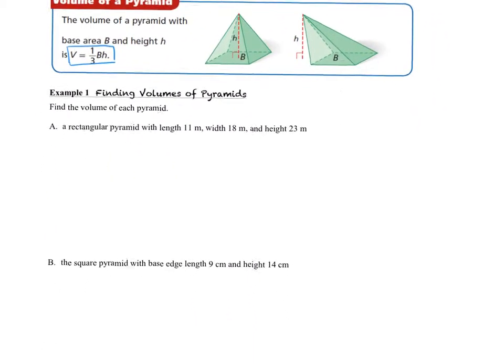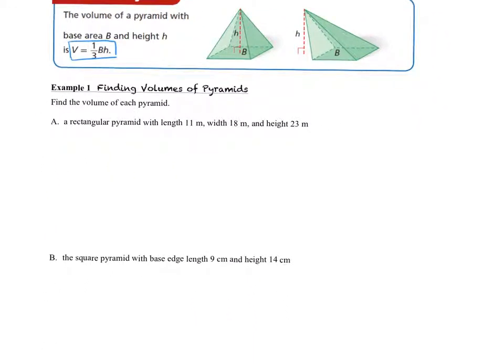It's the same thing. So looking at the first one, a rectangular pyramid with length 11 meters, width 18 meters, and height 23 meters. So V equals capital BH. It's rectangular, so it's going to be, oops, I already messed up. It's a pyramid, so it's 1/3 capital BH. Don't make that same mistake, please.